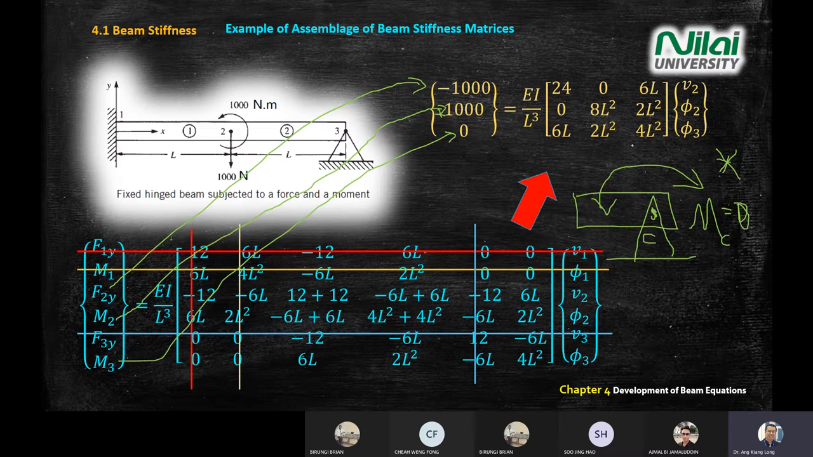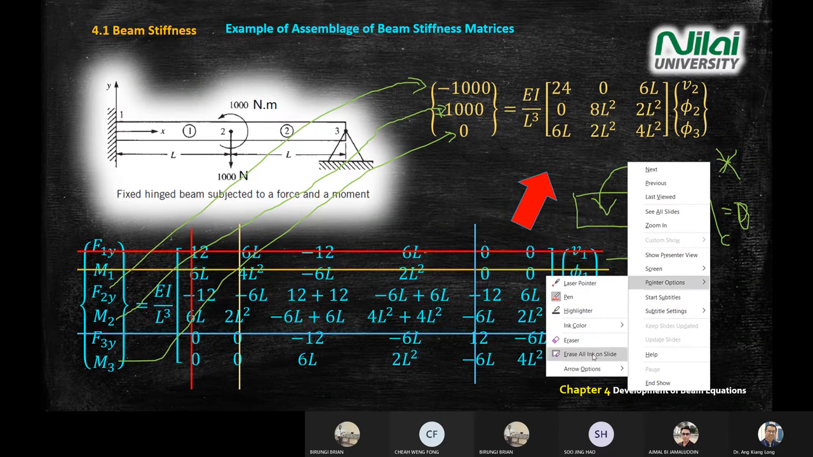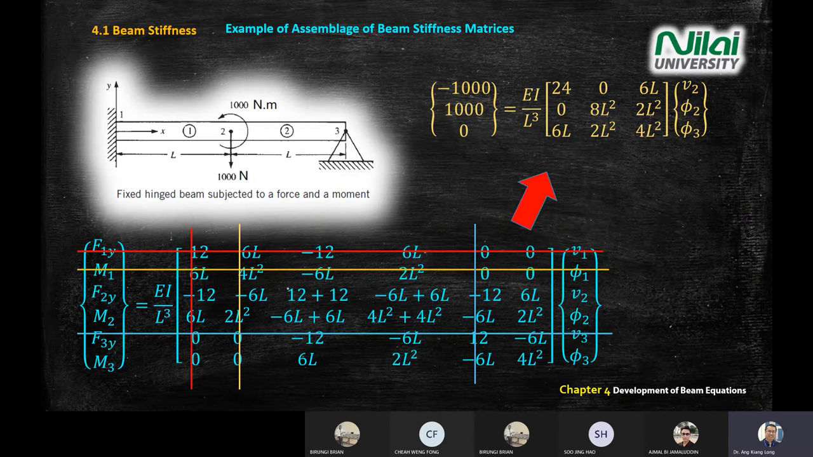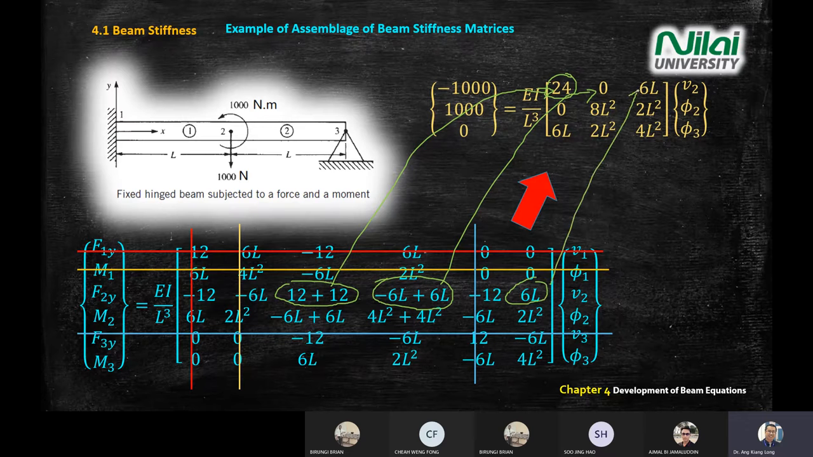Okay, the rest is just copy what you see on the screen here. So you copy this one up to here, 24. This one minus XL plus 6L gets zero. This one 6L over here. You repeat the same for the remaining numbers. You just extract them and put them together. This one V2, same. Rotation 2, rotation 3.